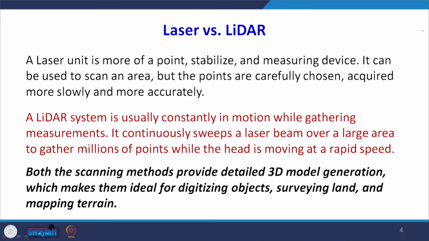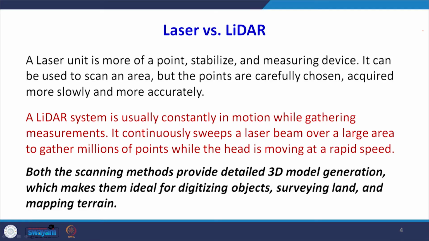But in the LIDAR, because this is continuously in motion, when we are taking the observation, whether it is on the ground or on the aerial platform, a very large number of laser beams together are traveling. So, they are sweeping a very large area and collecting millions of points together. So, at a very fast speed. So, we are getting a very large area covered in a very short period of time with the help of the LIDAR devices, while laser beams will collect the data more slowly, but it will be much more accurate than the LIDAR.